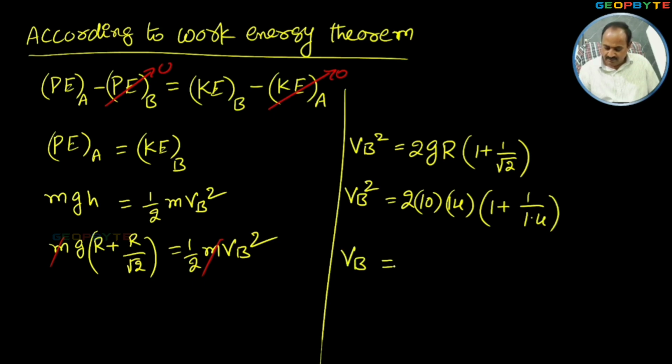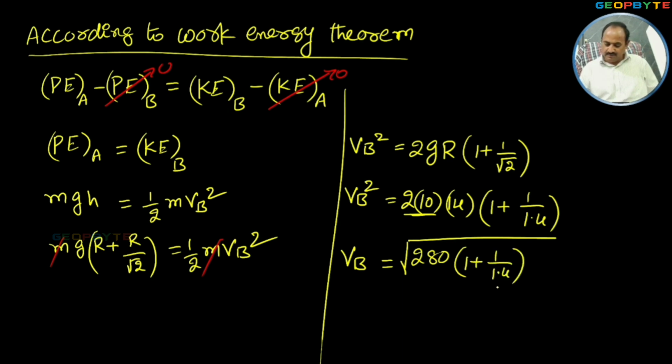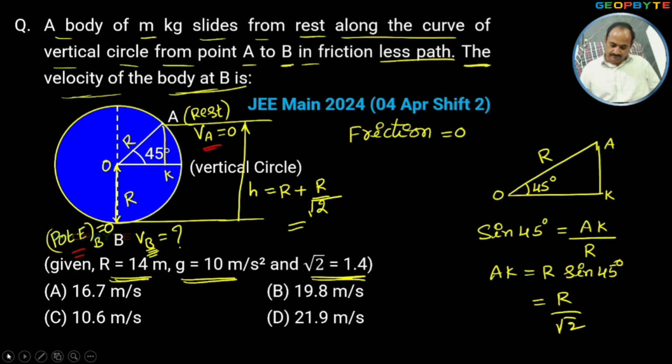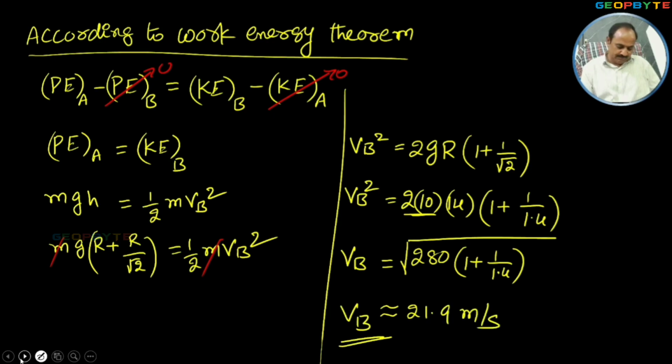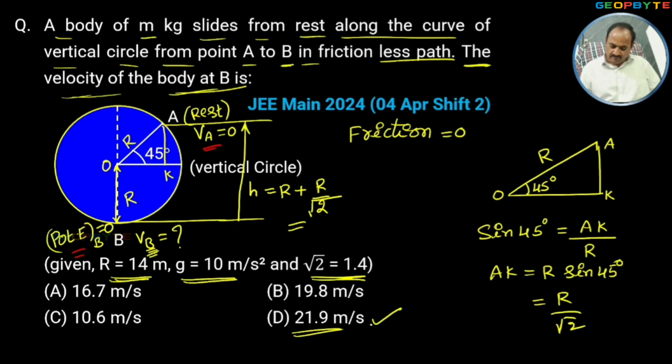Therefore, velocity at B equals root over 20 into 14, 280, into 1 plus 1 by 1.4. You simplify this value and the answer is approximately 21.9 meter per second. That is the velocity of the body at B. So 21.9 meter per second. Option D is absolutely correct.